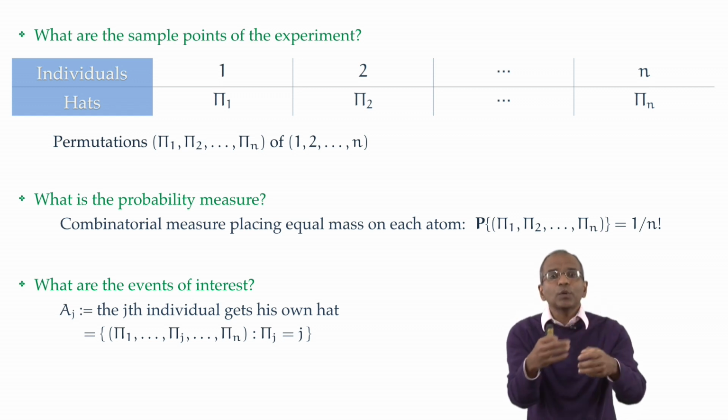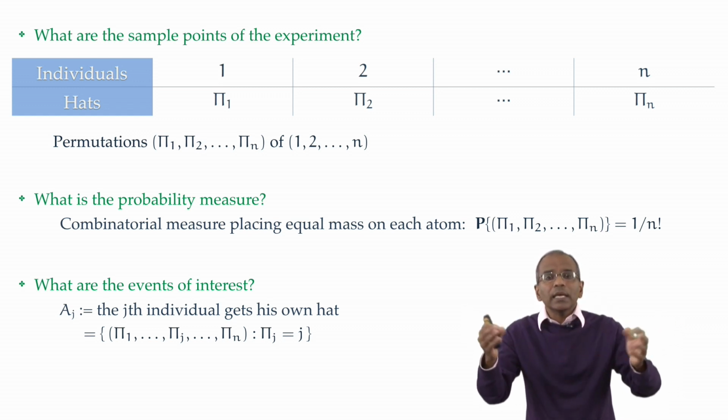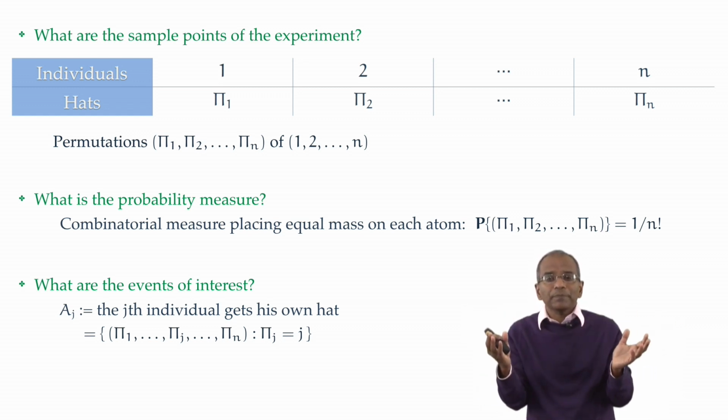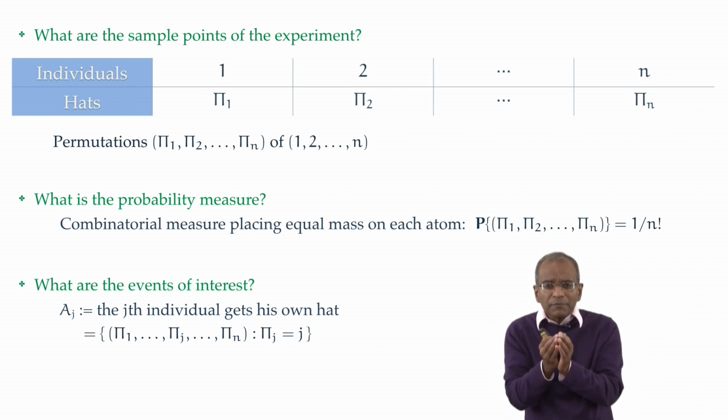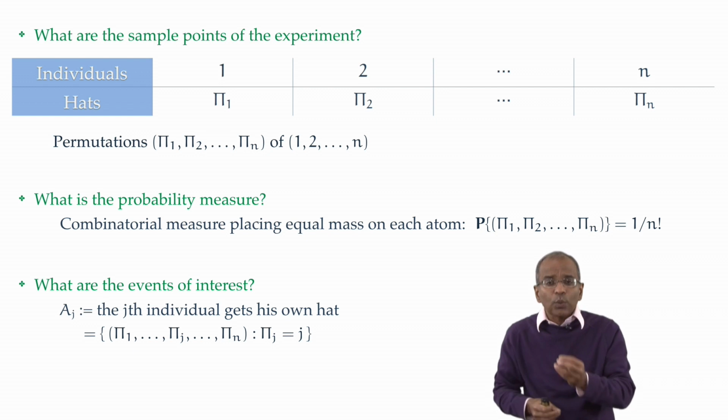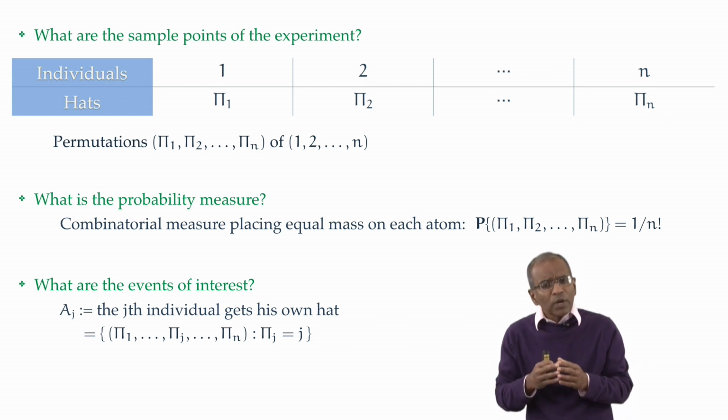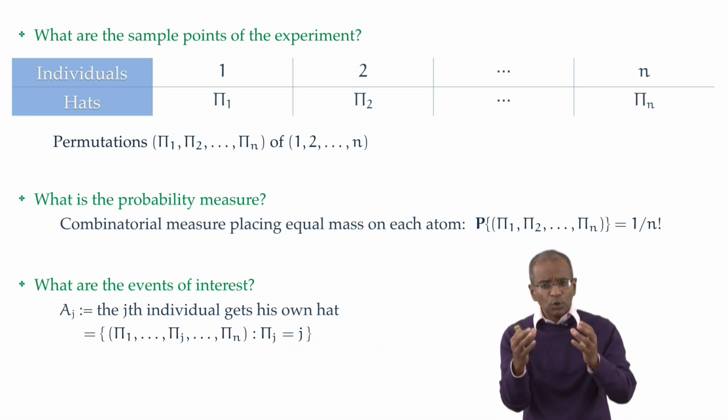All the other hats could be assigned willy-nilly in any way whatsoever. And therefore, we identify with the event Aj those permutations where the jth element of the permutation was j itself. Okay, this is clean and simple. Now we're making progress here.